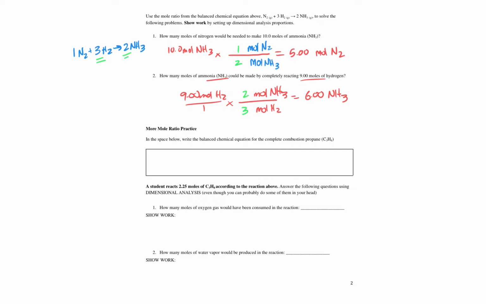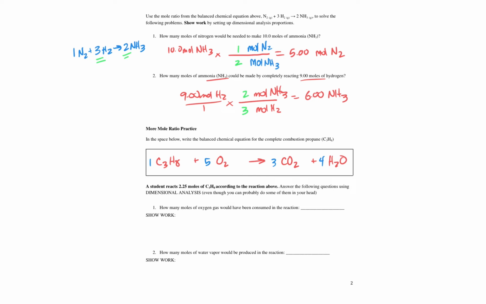In the space below, write the balanced chemical equation for the complete combustion of propane, which is C3H8. And then I want you to assume that a student reacts 2.25 moles of that propane according to the reaction, and find out how many moles of oxygen gas would have to be consumed and how many moles of water vapor would be produced. Show your work using dimensional analysis for both. I'll give you a second and then I'll fill in the answer.